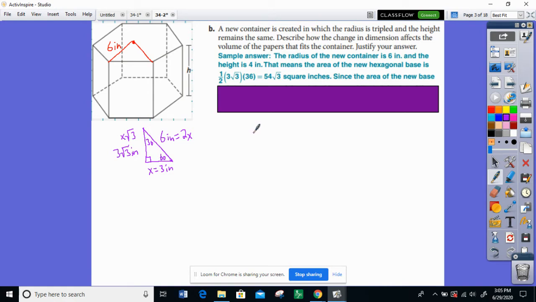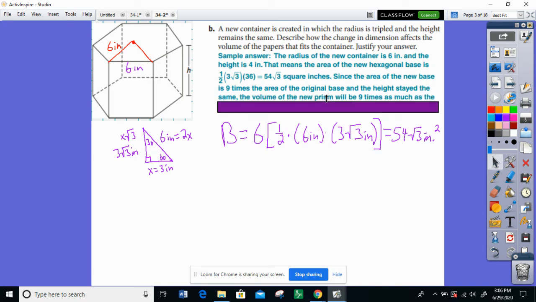So that base area now is going to be 6, because there's 6 congruent equilateral triangles in there, times 1/2 times the whole base, which is 6 inches, times the height, which is 3 times the square root of 3 inches. So that 6 times 6 is how they got 36. There's the 1/2 from the area formula. There's the height of the triangle. So that's how we end up with 54 times the square root of 3 inches squared.